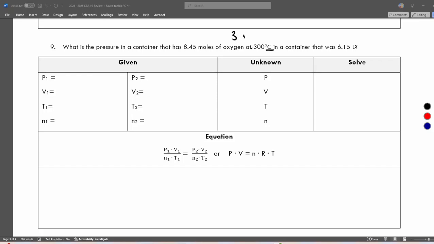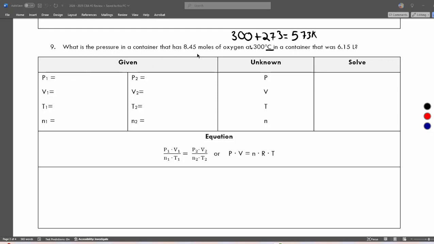So we're going to do 300 degrees Celsius. To change to Kelvin, you always add 273. I'll go ahead and do that calculation for us. So instead of 300, we're going to have 573 Kelvin, and that is our temperature.